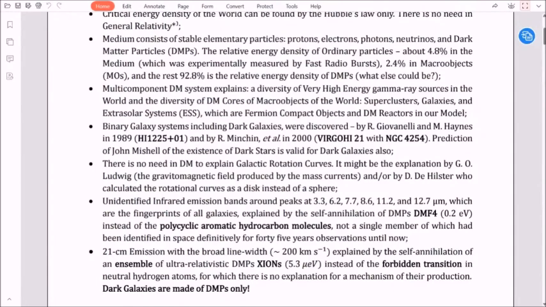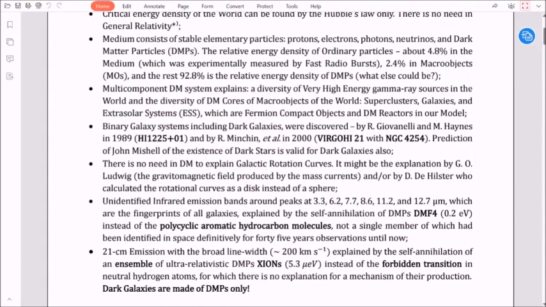There is no need for dark matter to explain galactic rotation curves. It might be explained by Ludwig, the gravitomagnetic field produced by the masses, and by Hilster, who calculated the rotation curves as a disk instead of a sphere.